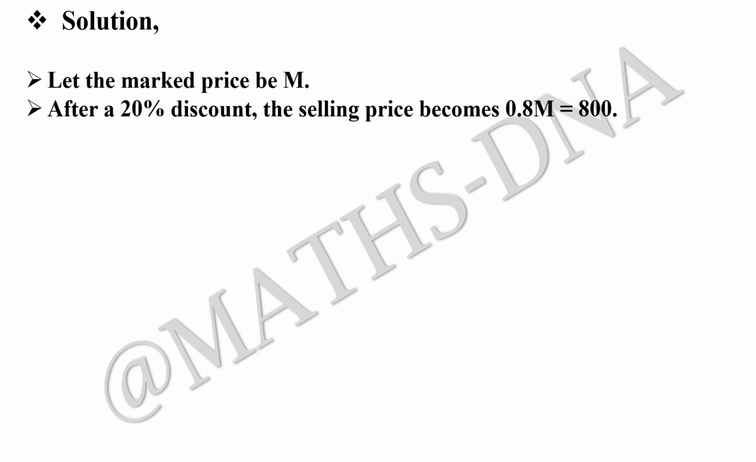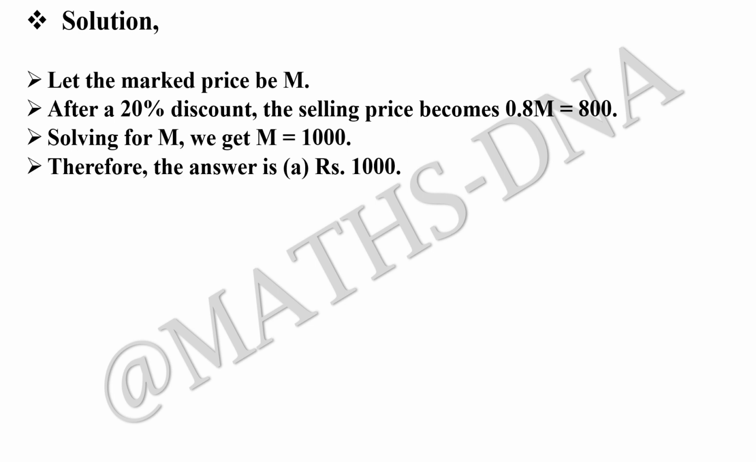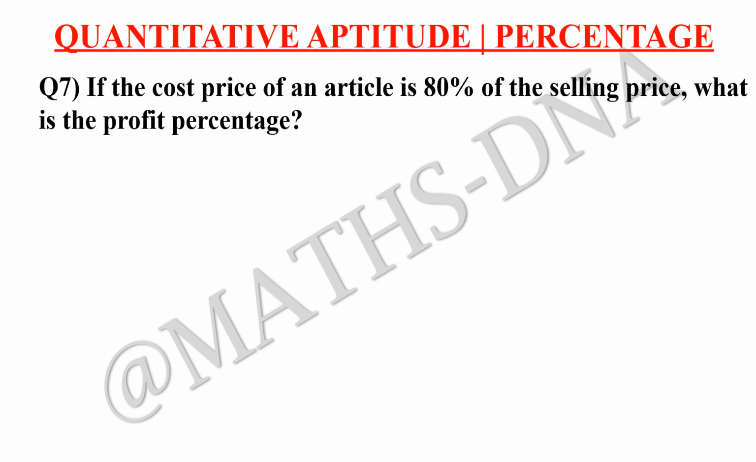Let me give you a solution for this also. Now let the mark price be M over here, and after a 20% discount, that is 0.8 of the mark price, it is 800. So M will be 800 upon 0.8, that is clearly 1000. Option A. Moving on to the next one, the seventh question.